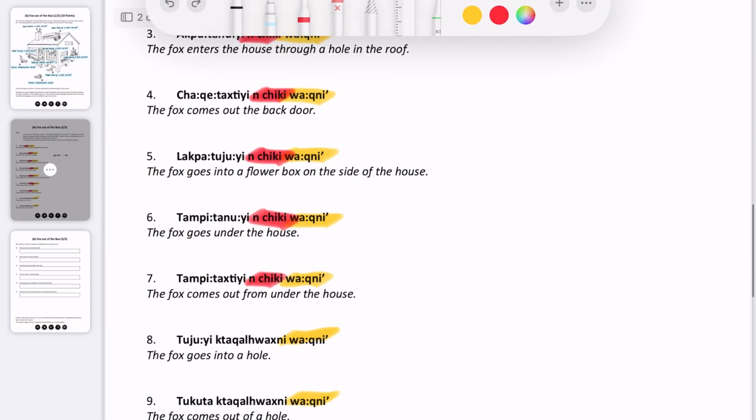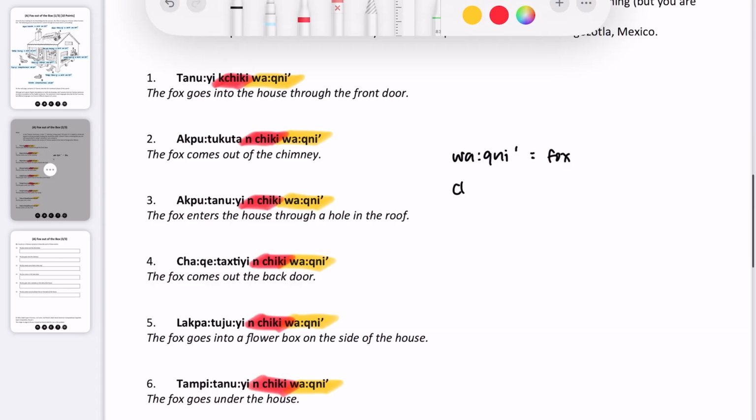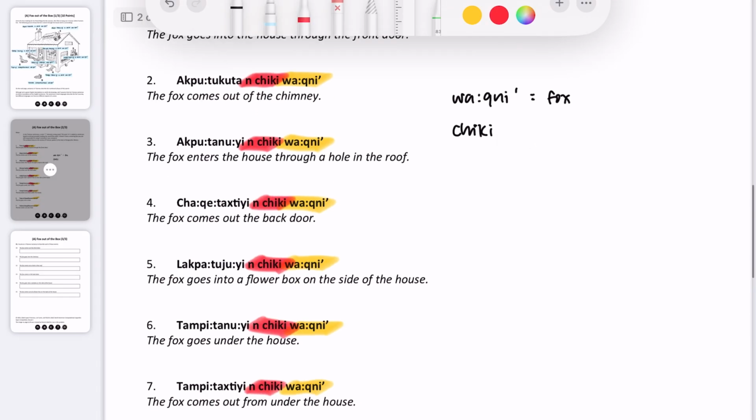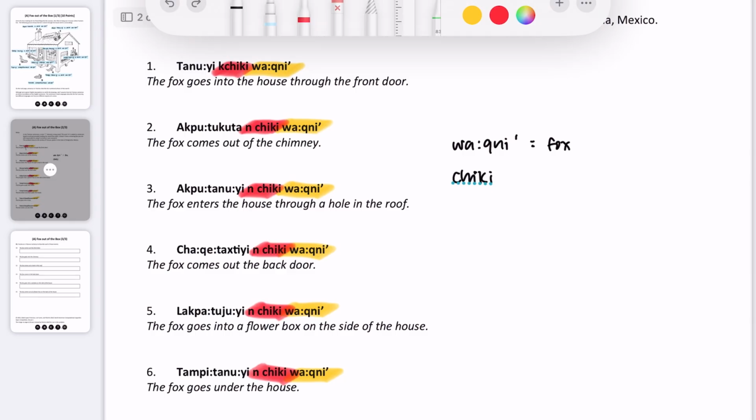So that's why they probably don't have this en chiki word. So we can kind of assume that chiki, again, we're not sure what kind of form it is because there's a different one here, but the commonality is this chiki word. So we're going to assume this means house.